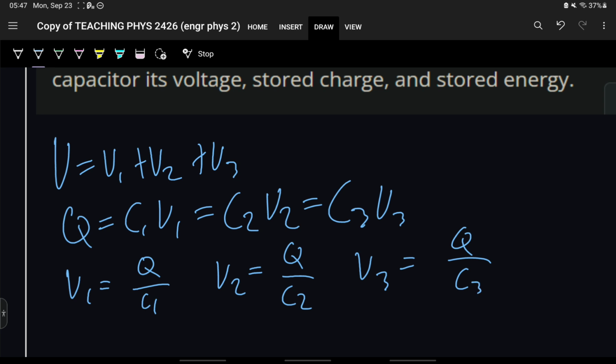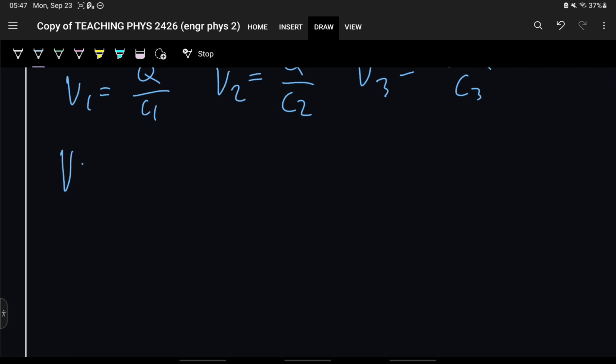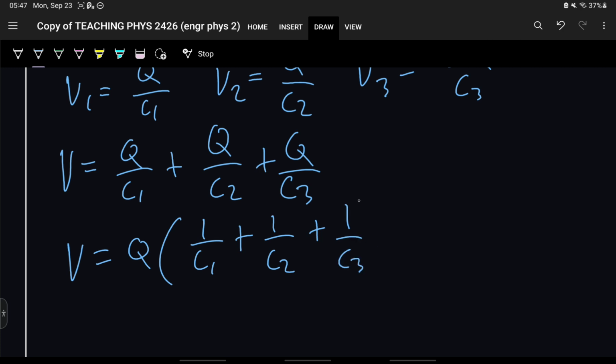Since V is equal to V1 plus V2 plus V3, we can substitute the expressions for V1, V2, and V3 in terms of Q and their respective capacitance. So then we can get V is equal to Q all over C1 plus Q all over C2 plus Q all divided by C3. So now we can go ahead and factor out capital Q from the equation, and we get V is equal to Q, then in parentheses 1 over C1 plus 1 over C2 plus 1 over C3.